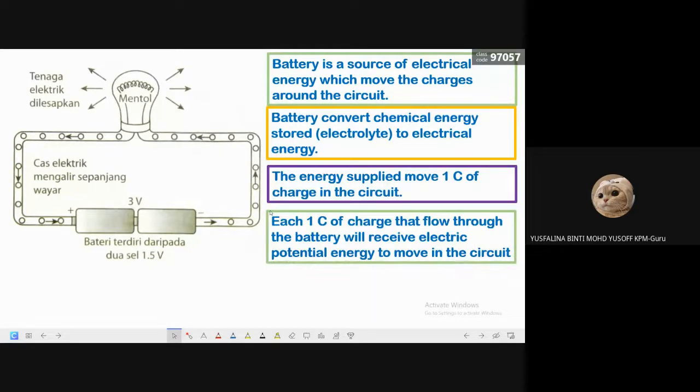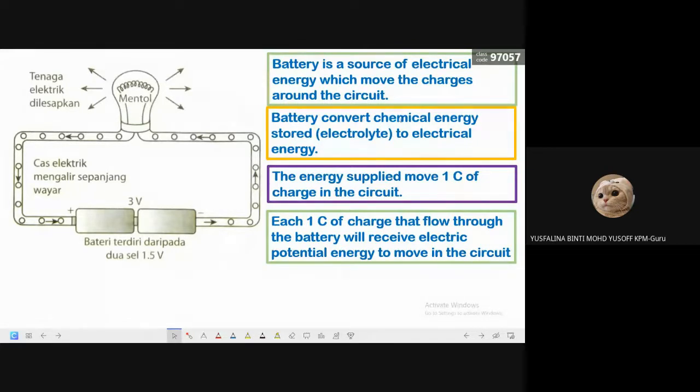Remember I told you about the energy loss. If the resistance is high, the energy loss will increase, but the energy will change into heat and also light energy. So here, the battery is a source of electrical energy which moves the charges around the circuit.